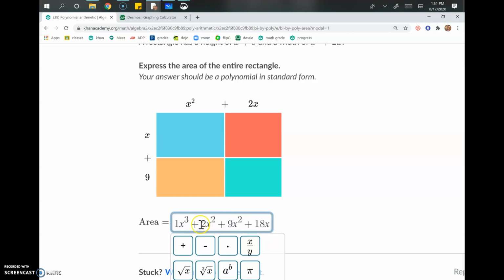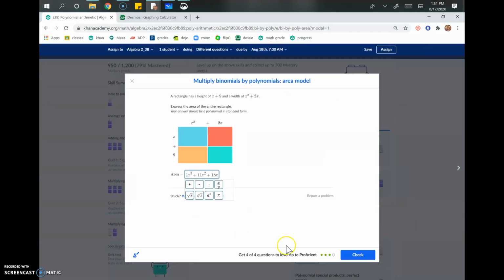I've got 2 x squared terms right here. 2 and 9 combined to 11x squared. And that is how I do it. Good luck.